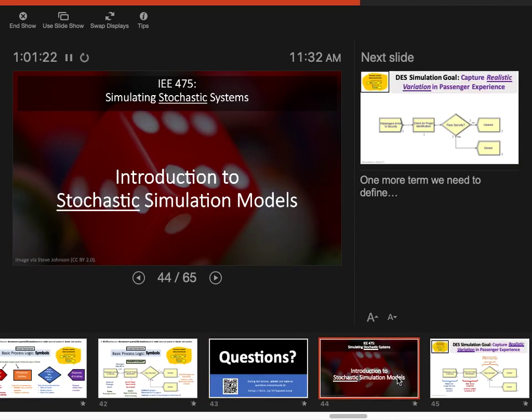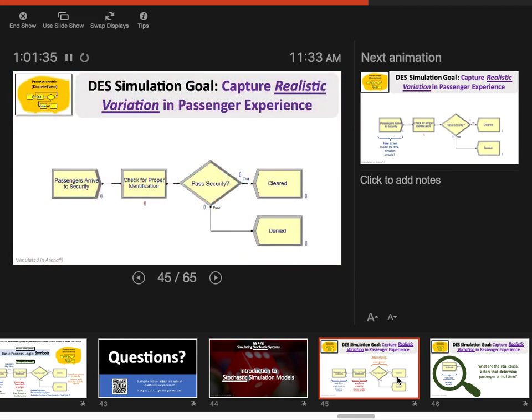All right, so let's then cover the last bit of this. Why is this a stochastic simulation course? You know, what do we mean by stochastic? That's the last term we have to define here. So I have this simple model of someone coming up to an agent to have their ID checked at an airport. And I would really like to capture the real variation between passengers arriving. I would really like to capture the real variation in how long it takes to check an ID.